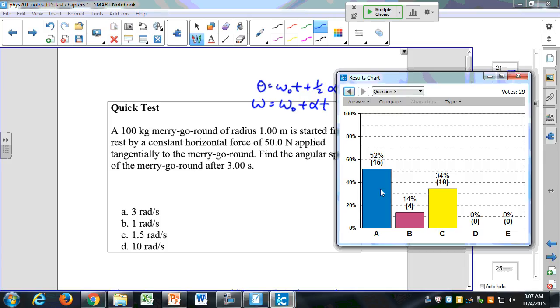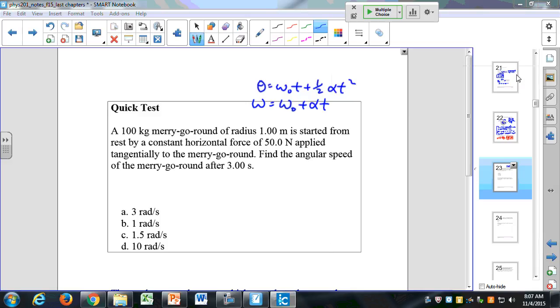I think A is right. Let's see. Some of you put C. I think I know what you did. We'll see. I'll point it out.